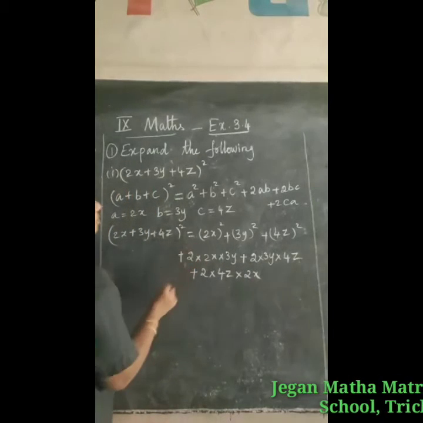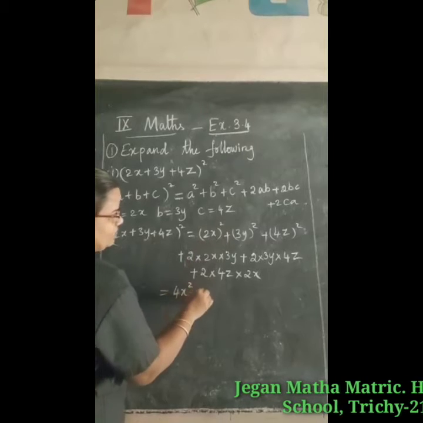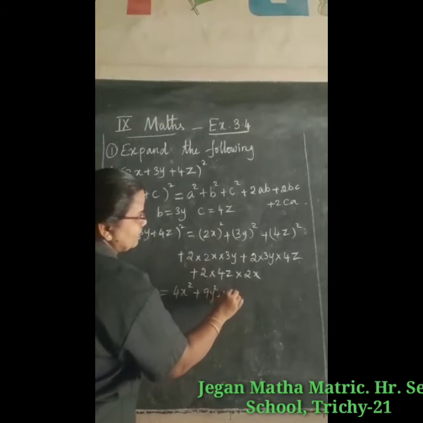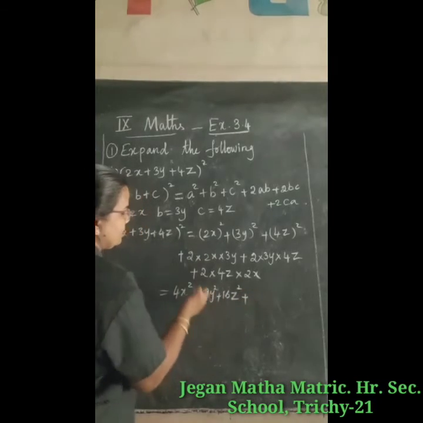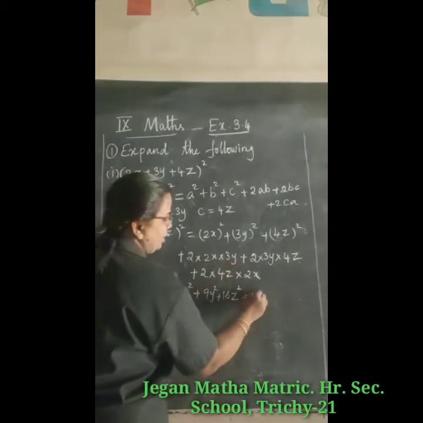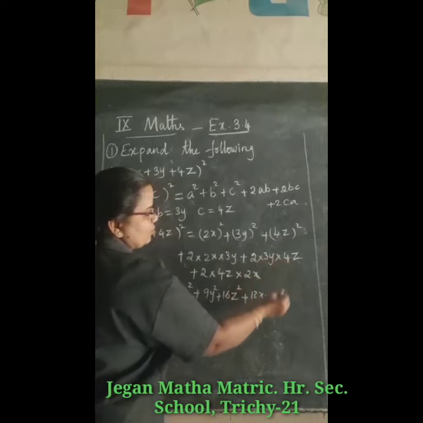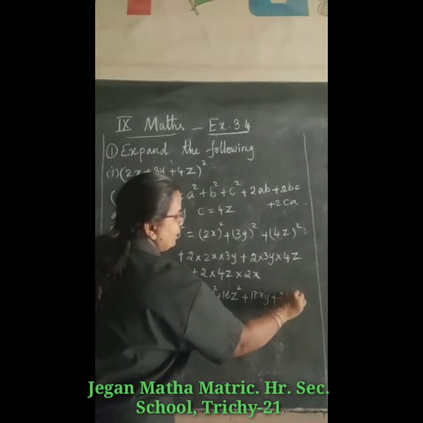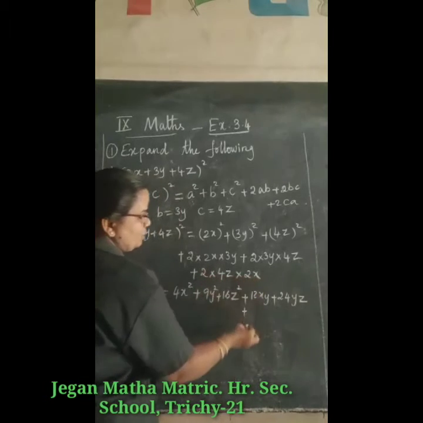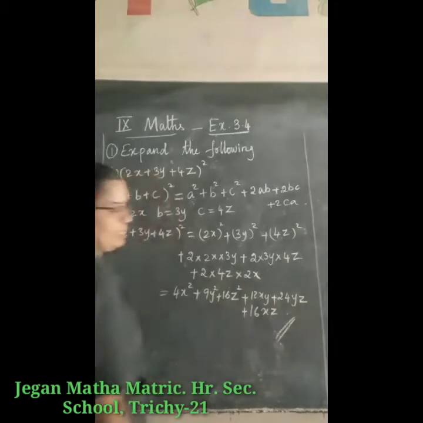Now we simplify this one. 2 2s are 4x square, plus 3 3s are 9y square, plus 4 4s are 16z square, plus 2 2s are 4, 4 3s are 12, 12xy, plus 2 3s are 6, 6 4s are 24yz, plus 2 4s are 8, 8 2s are 16xz is the answer.